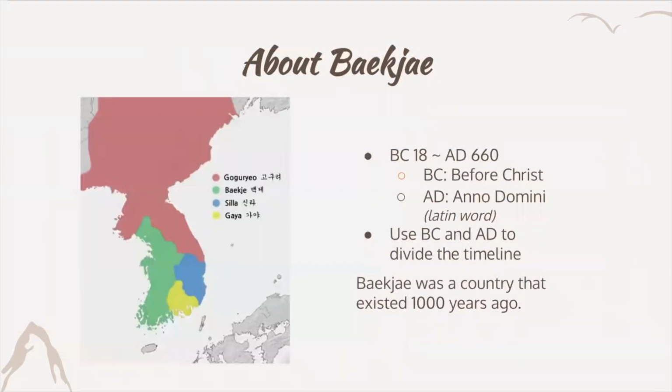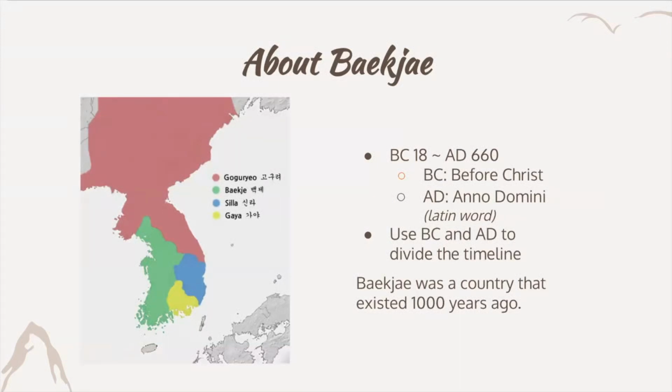So during the Bronze Age, there were countries that started to form. Baekje was one of the countries. So as you see, this part of the country, this part of Baekje, had a river as well. It is called the Han River or the Hangang, which is still in Seoul right now. Baekje was a country that existed between BC 18 and AD 660.